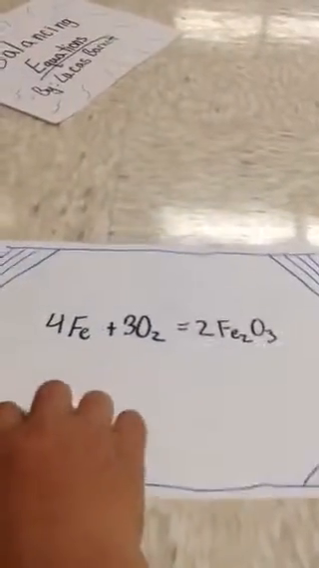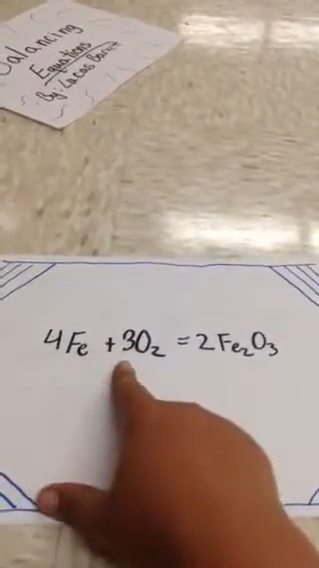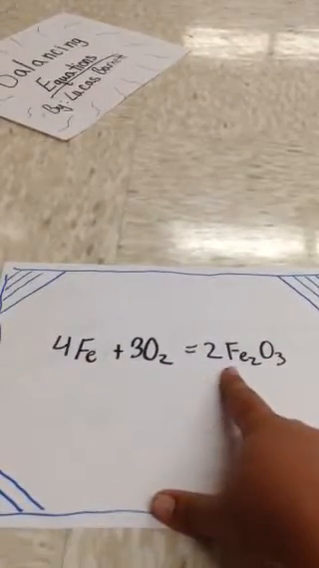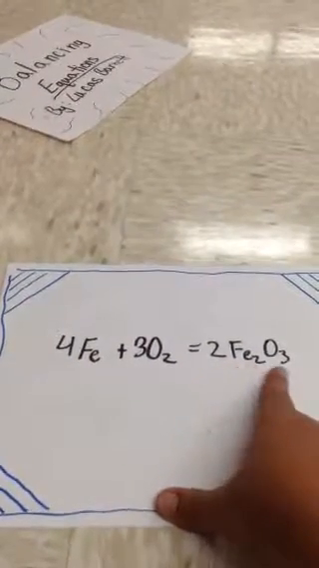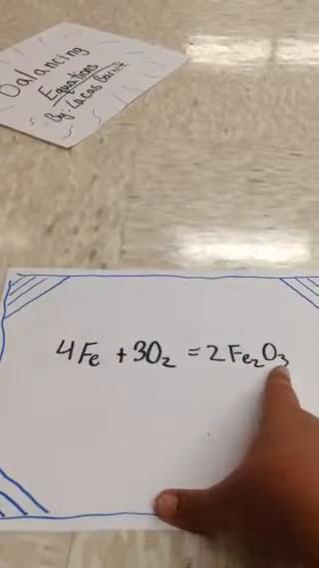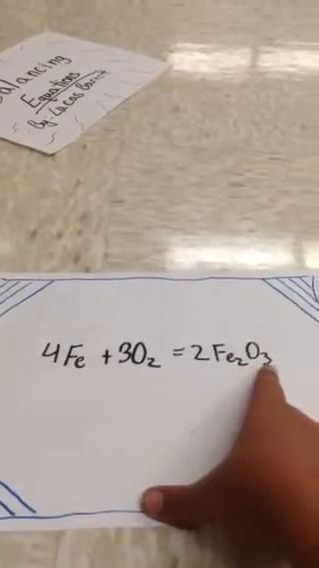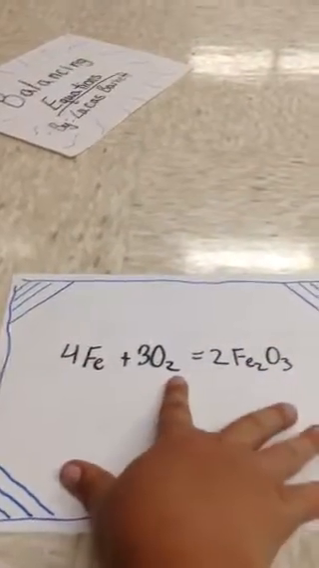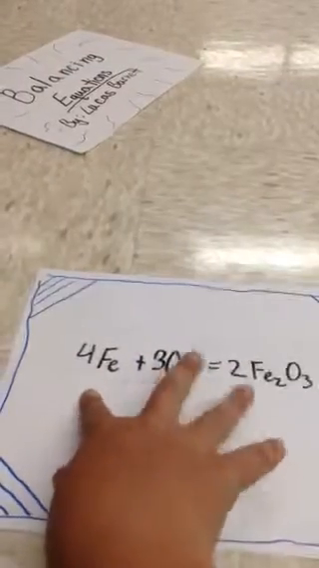And so here we again have 4 irons and 6 oxygens, and now we have 2 Fe2O3, 2 irons and 3 oxygens, which means we have 6 oxygens, 6 oxygens, 4 irons, and 4 irons.